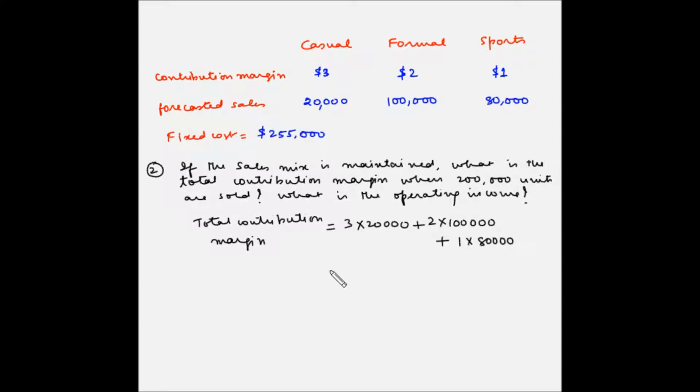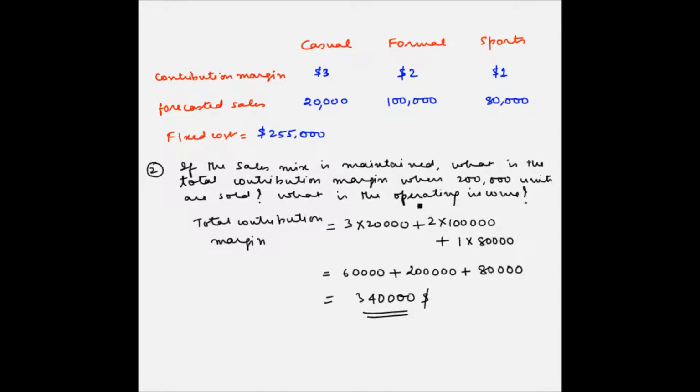for sport shoes. So this is equal to 3 2s are 6, so 60,000 plus 200,000 plus 80,000. So this is equal to 8 plus 6 is 14. So 140,000 plus 200,000, which is $340,000. So this is the total contribution margin.